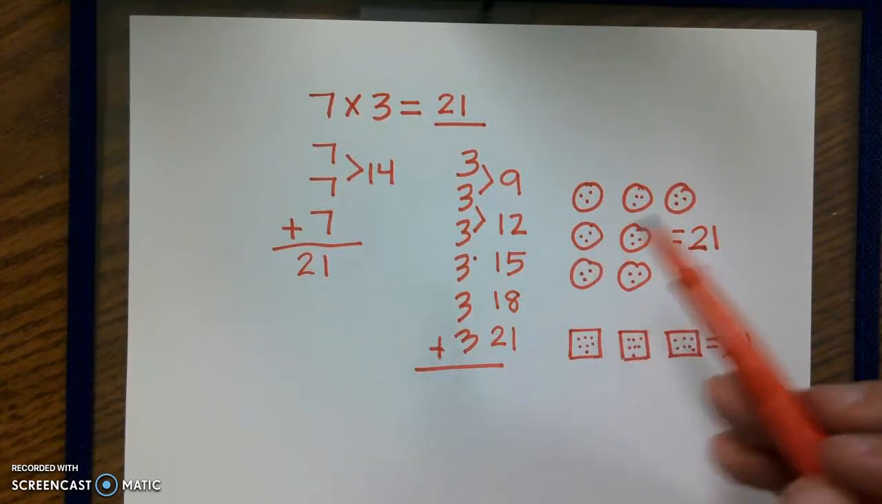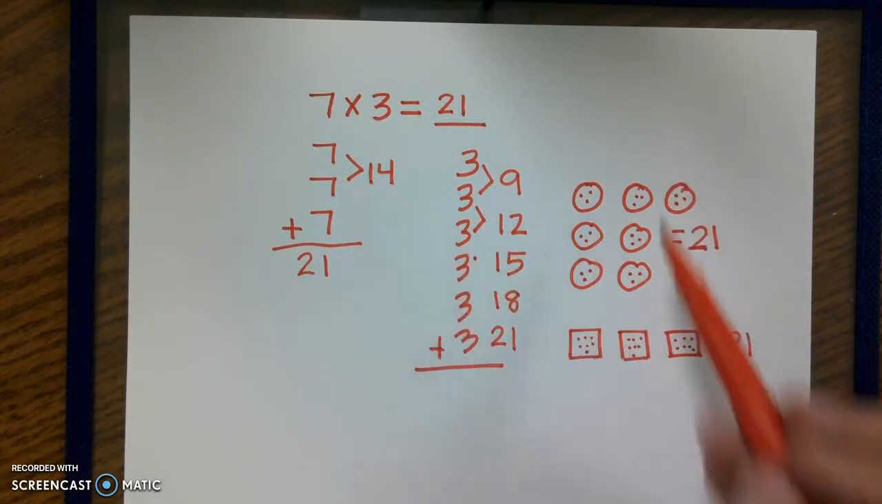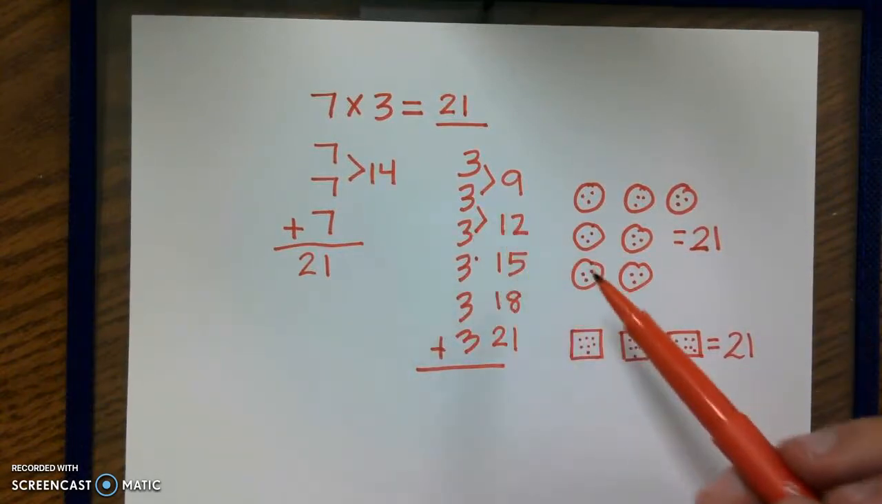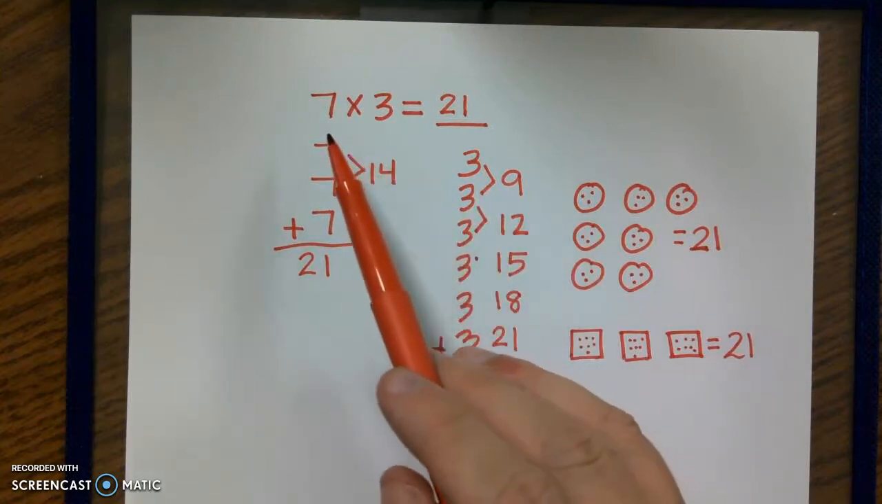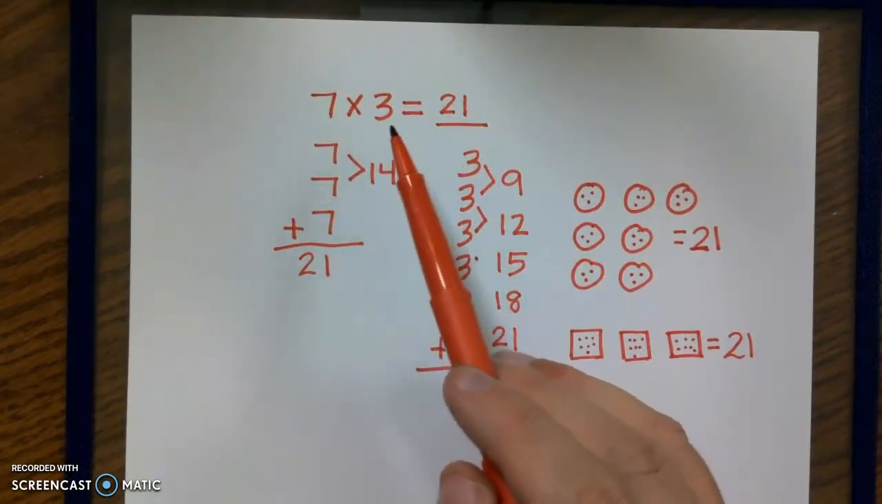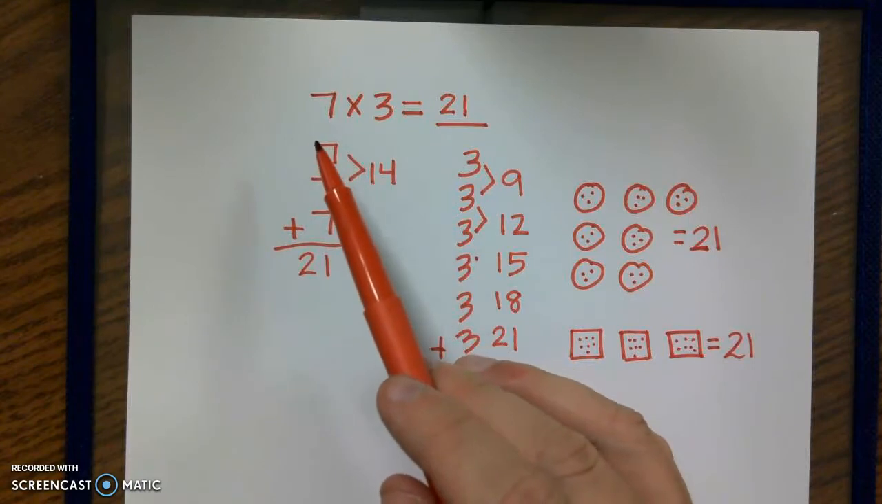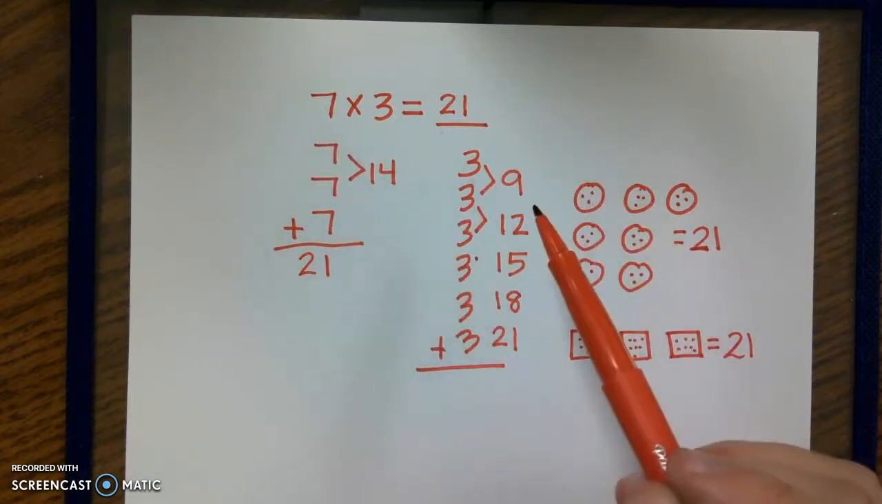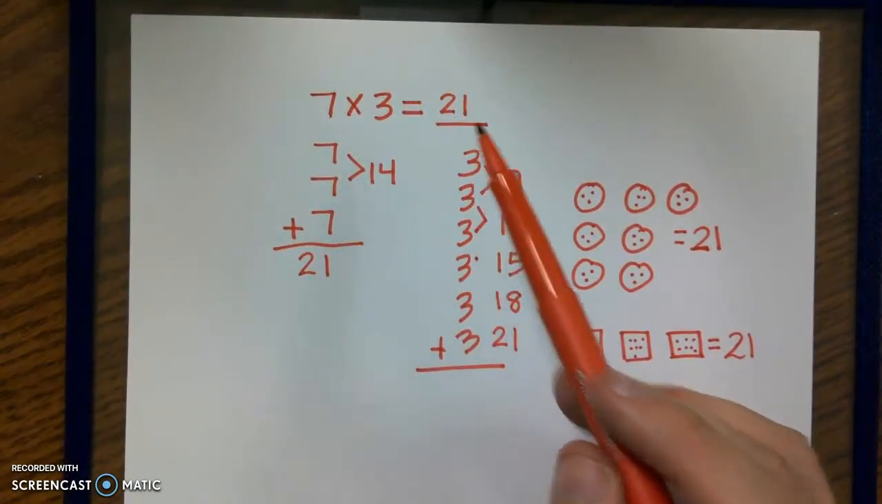So there are four different ways to solve this multiplication fact. Also, 7 times 3 is the same as 3 times 7. No matter what way you do it, you're still going to get 21.